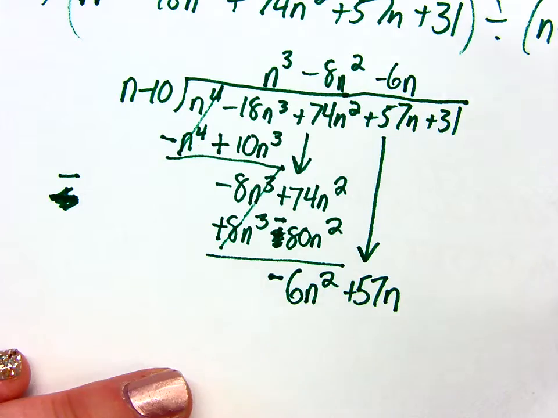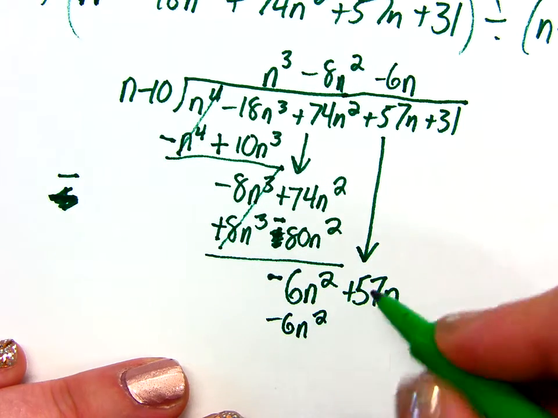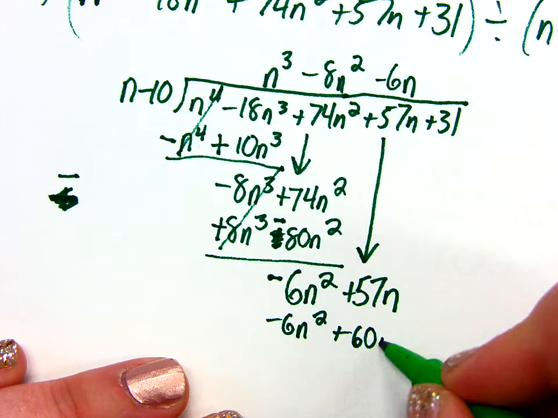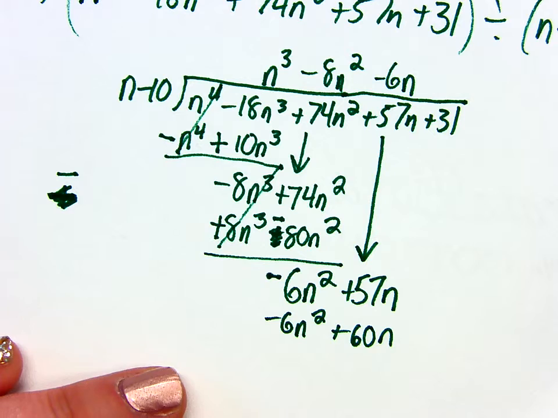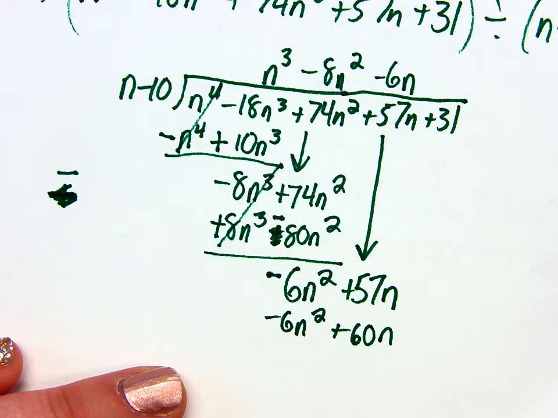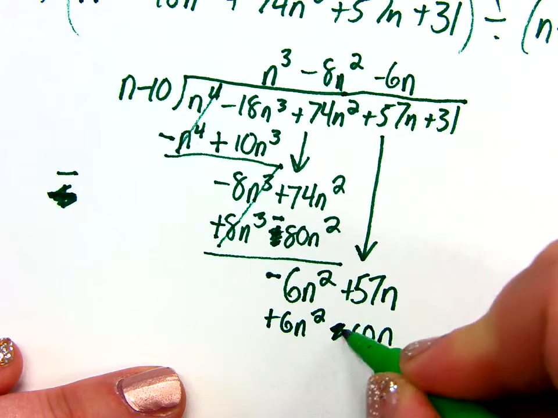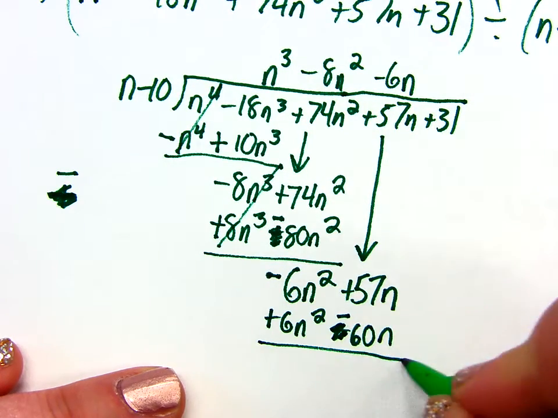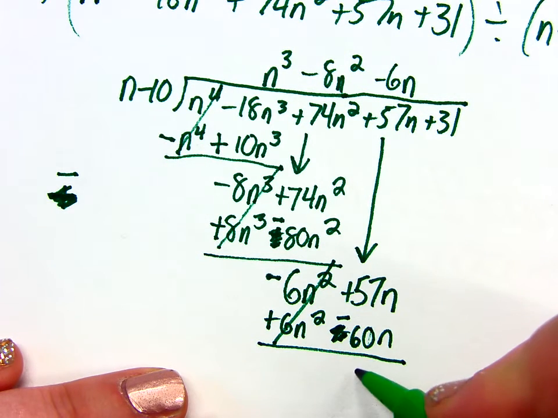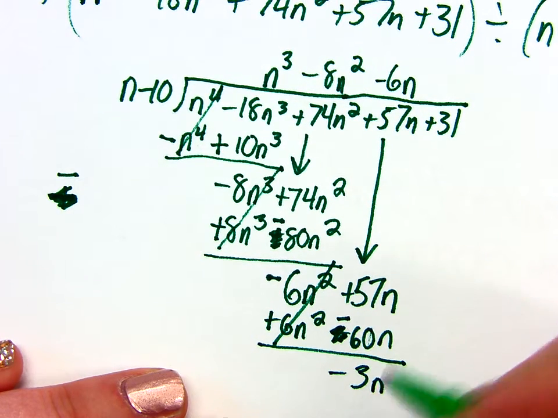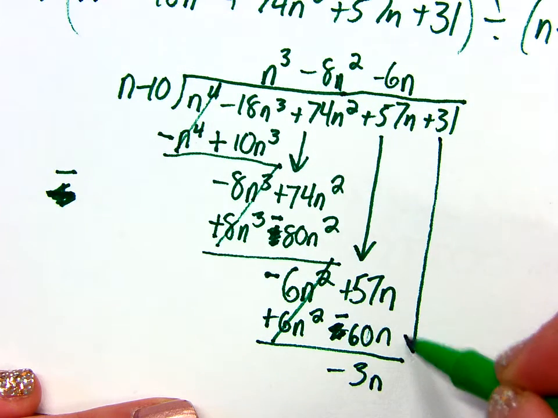I'm going to take that, I'm going to multiply by what's out in front. Once I multiply, now I subtract, so I have to change both signs. So you're now a plus, and you've become a minus. First term cancels just like it's supposed to. Add those, I get a negative 3n. I'm almost done. I'm bringing down my last number.